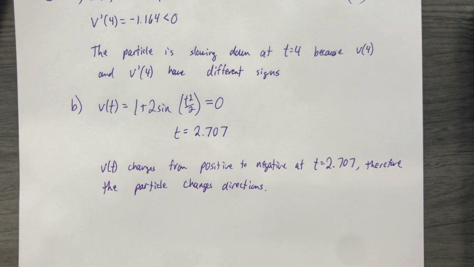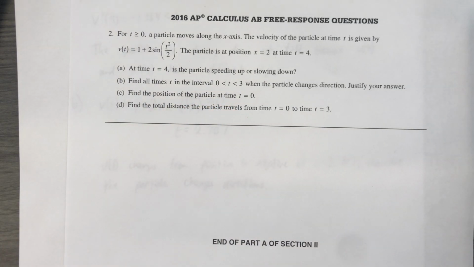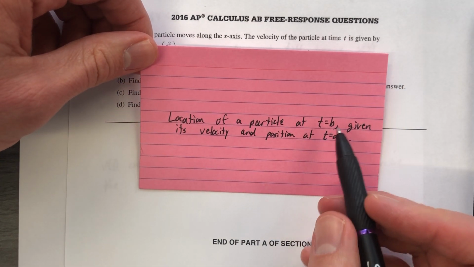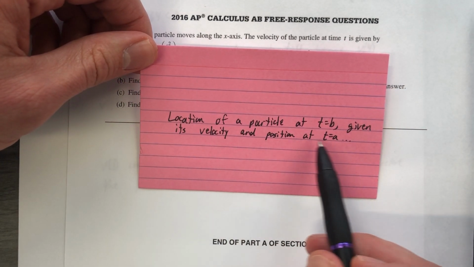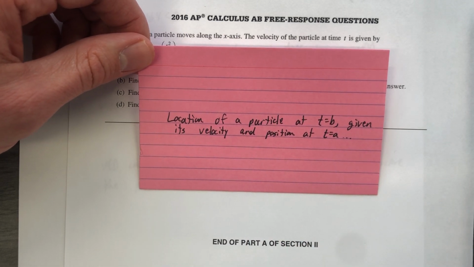At that specific time. Okay, let's do part C. Find the position of the particle. Now I've got to find the position of a particle. Let's see what I can find here. Position of a particle. Oh, here we go. The location of a particle at some time, given its velocity and some other time, some other position at a specific time. Let's try to digest that a little better.